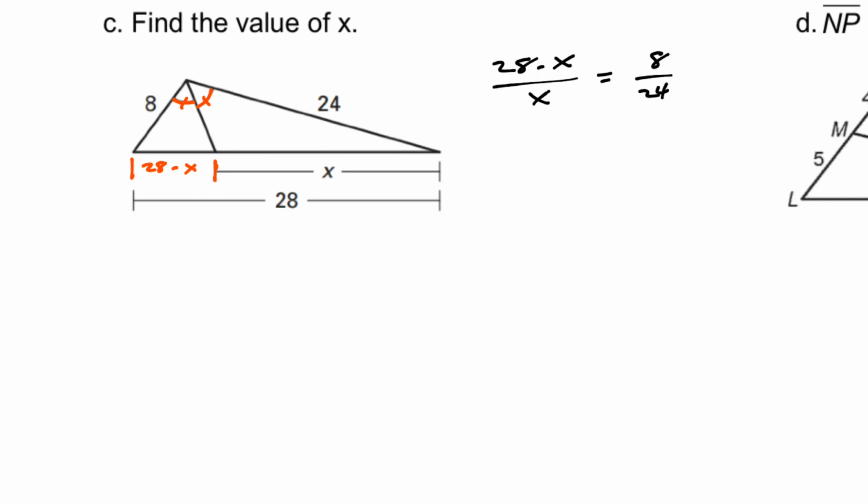Then let's do our cross product. So we have x times 8, that's 8x. That is going to equal 24 times the quantity 28 minus x. Then we will distribute on the right-hand side, and we get 24 times 28. That is 672, and then distribute the 24 times the negative x, and we get minus 24x.